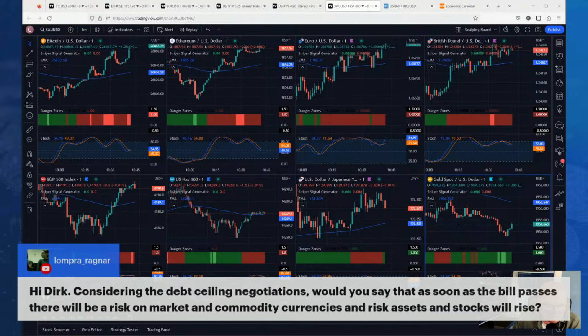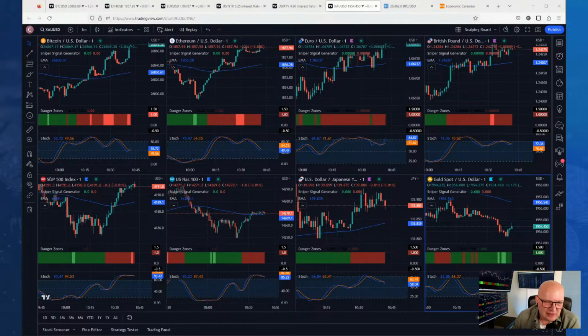Lompra, Ragnar: considering the debt ceiling negotiations, would you say that as soon as the bill passes, there will be a risk-on market, and commodity currencies and risk assets and stocks will rise? I mean, that's the move we've already been seeing the last days, right? We saw after the news came out, I think it was last weekend, that McCarthy and Biden, who were discussing, came to an agreement. We saw quite strong risk-on moves already on the market, at least in crypto and in stocks. Things are slowing down a little bit.